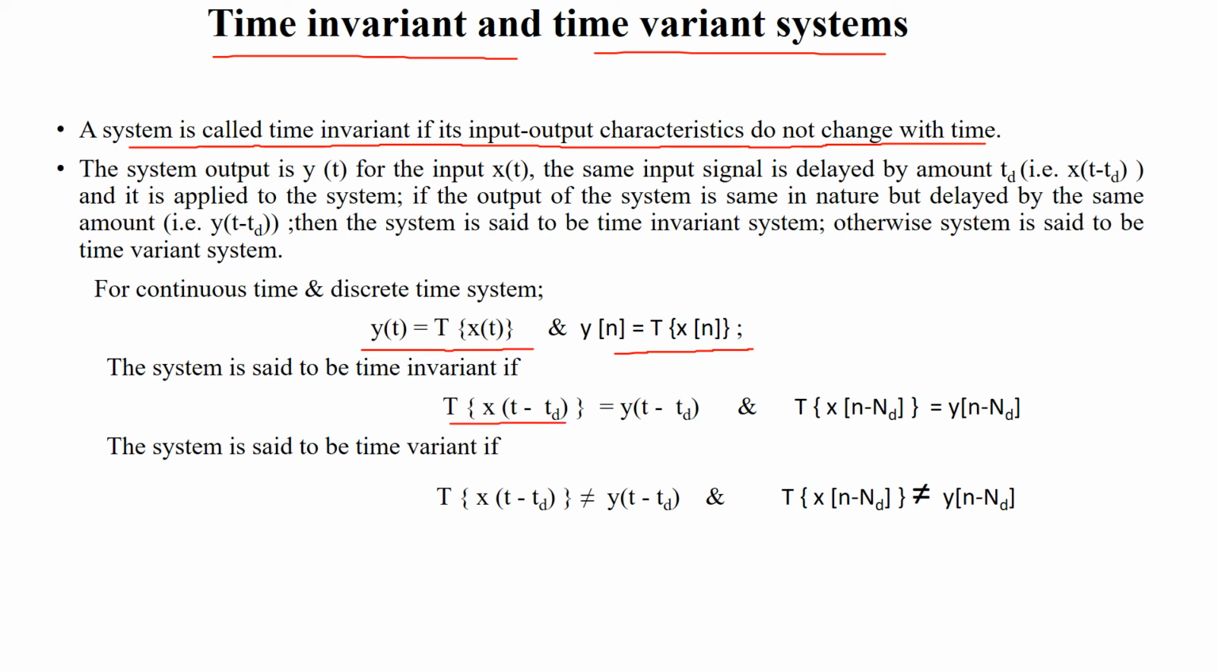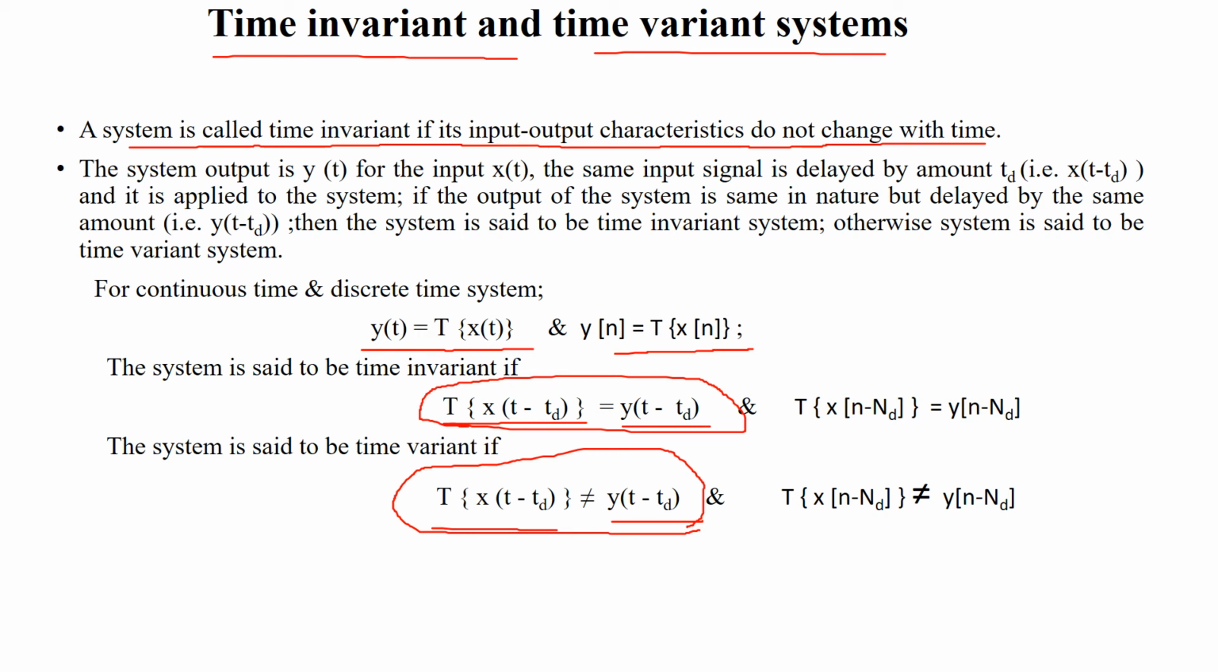If the input is delayed by t minus td, and the output is also delayed by t minus td, then the system is known as time invariant. If the input is delayed by t minus td and the output is not equal to y of t minus td, then the system is known as a time variant system. Remember, in a time invariant system, the shape of the signal doesn't change. If the shape of the signal changes, then the system is time variant. A similar relation is true in discrete time also.